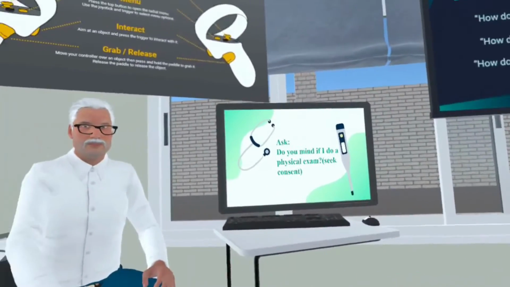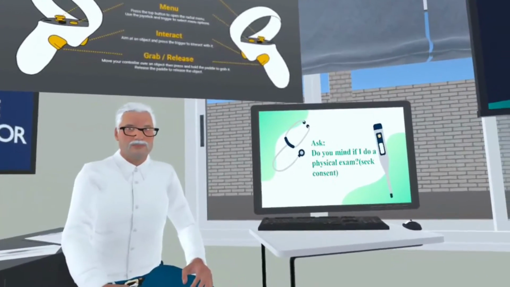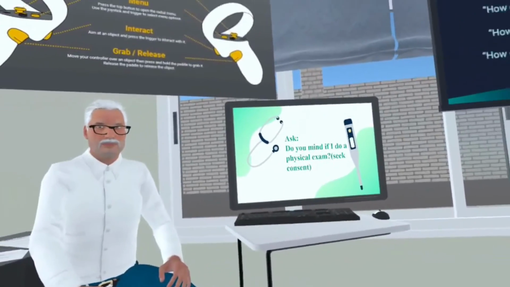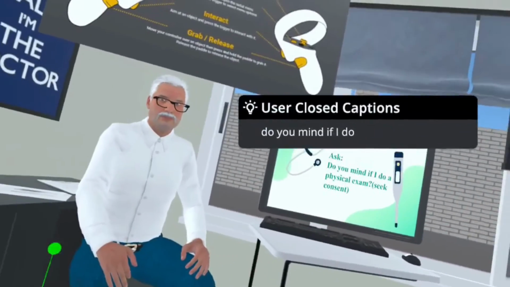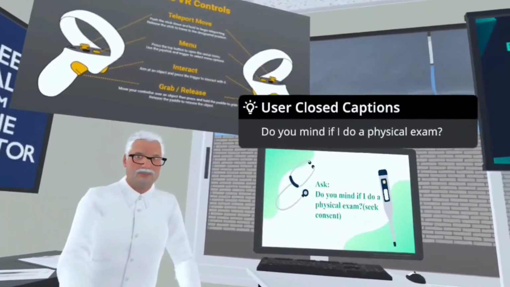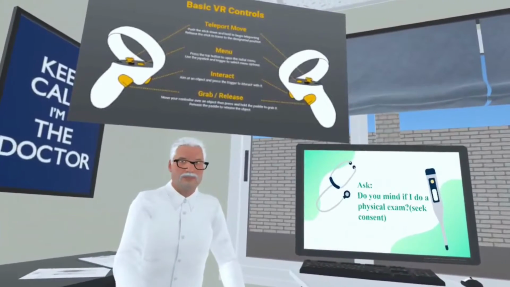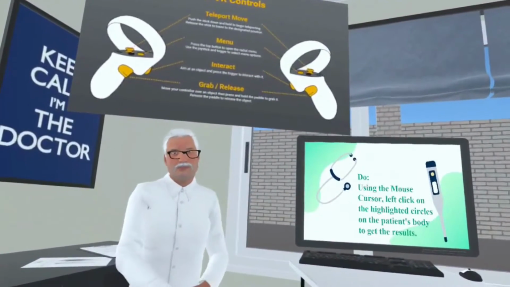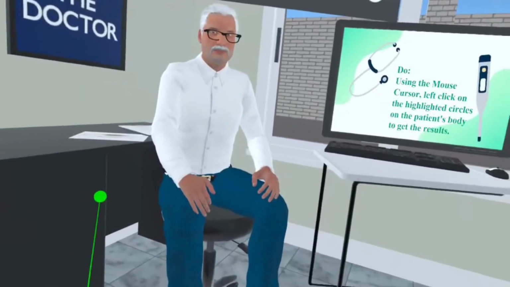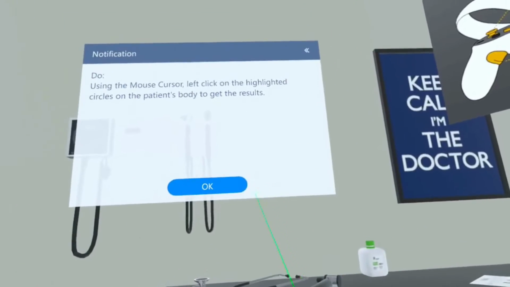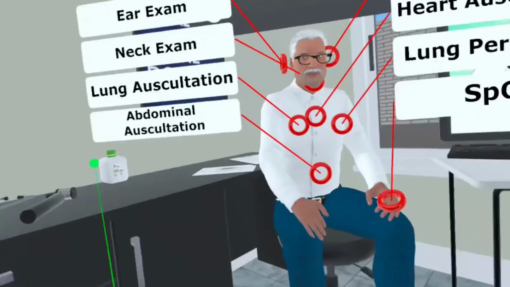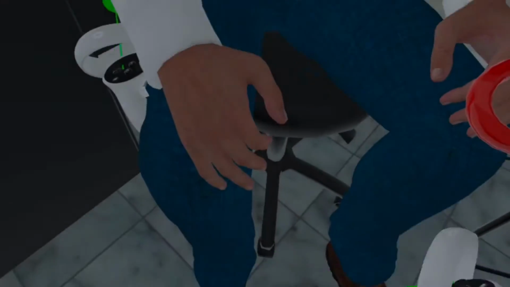You have completed all the questions, so you can proceed further. Do you mind if I do a physical exam? Okay. Using the mouse cursor, left-click on the highlighted circles on the patient's body to get the results.